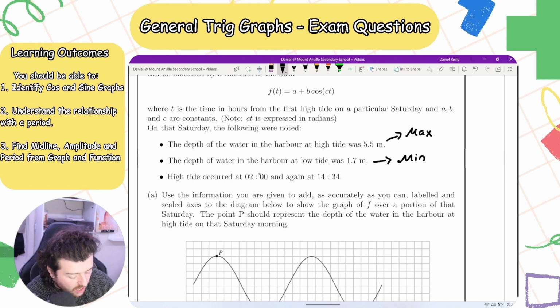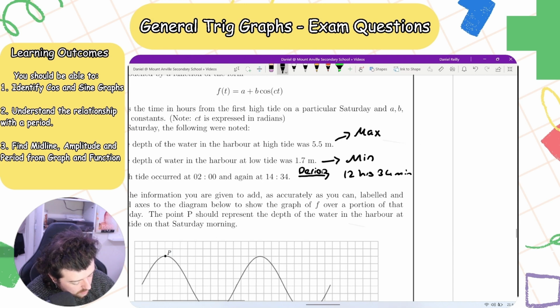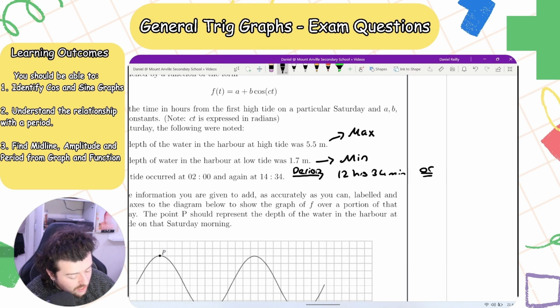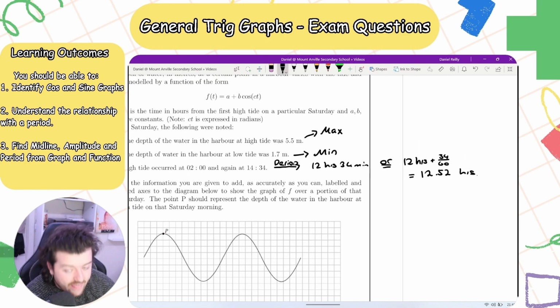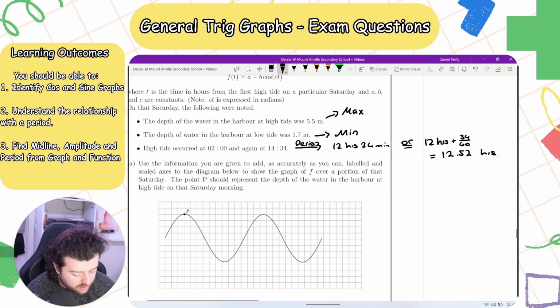And then this here, the high tide occurs at 2 a.m. and then occurs again at 2:34. But that's telling me my period, right? And that is going to be 12 hours and 34 minutes. We're dealing with hours, you see, so it's going to be 12 hours plus 34 over 60, which is going to be 12.52 hours. And that is my period.